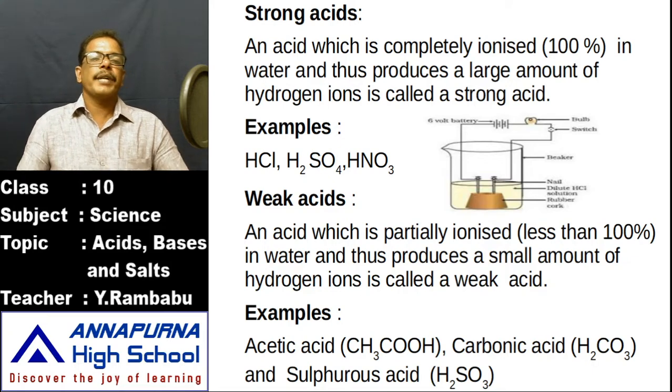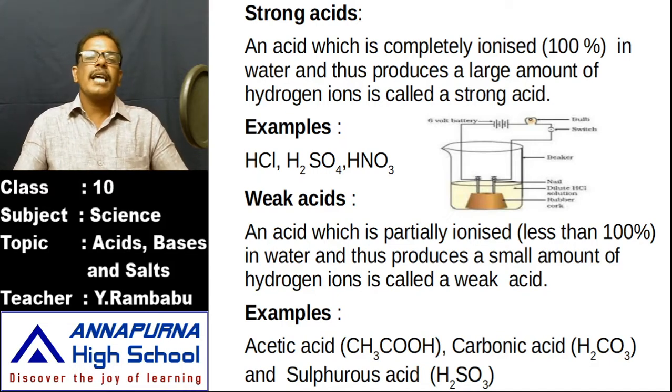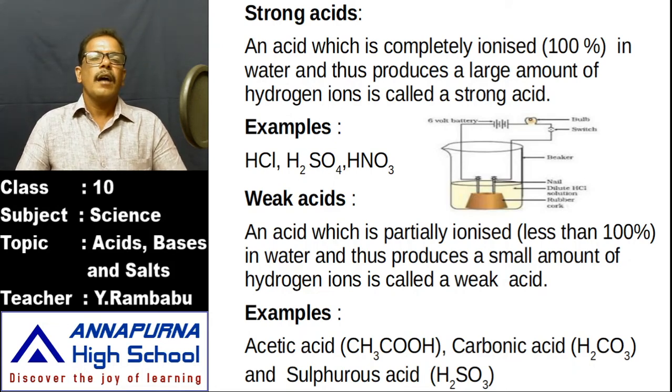Based on ionization, these acids are classified into two categories, that are strong acids and weak acids. Then what are strong acids and what are weak acids? Strong acid means simply, already we have learned metal acids are strong acids. What are those metal acids? Hydrochloric acid, sulfuric acid, nitric acid. These are metal acids. These are strong acids. Why? These are completely ionized.